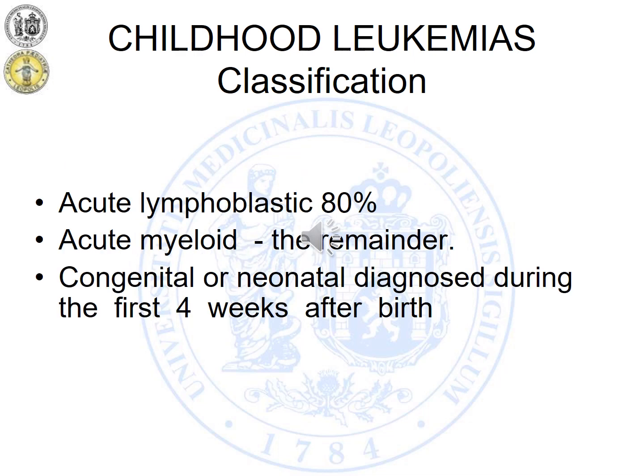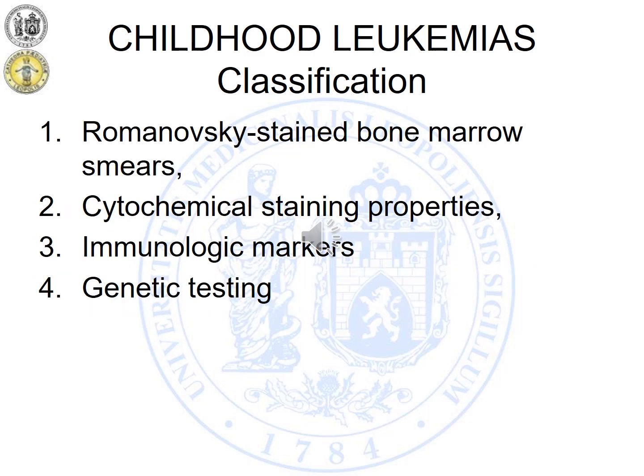Acute lymphoblastic or lymphocytic leukemia accounts for approximately 80% of all acute leukemia cases in children. Acute myeloid, not lymphoblastic, leukemia accounts for most of the remainder. Congenital or neonatal leukemias are those diagnosed during the first 4 weeks after birth. Classification.